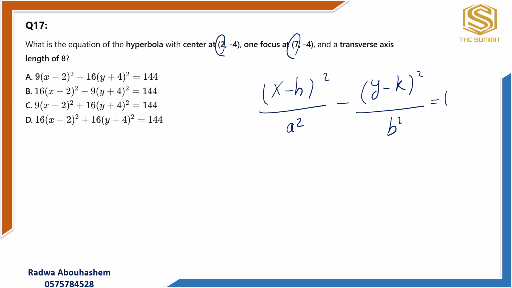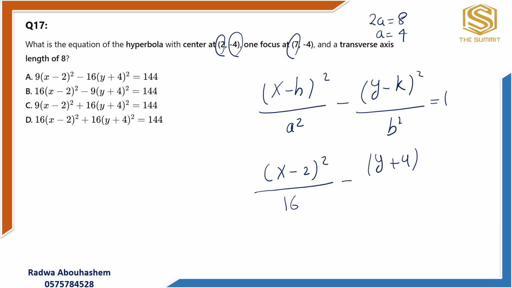Good. Now we know the center, so it's x minus 2 all to the power 2. And the transverse axis length was 8. You know that 2a equals 8, so a equals 4. So 4 power 2 is 16, minus y, here's -4, so it will be positive 4, over b power 2 equals 1. We didn't know the b, right? But we could know the c, because we know that c power 2 equals a power 2 plus b power 2.